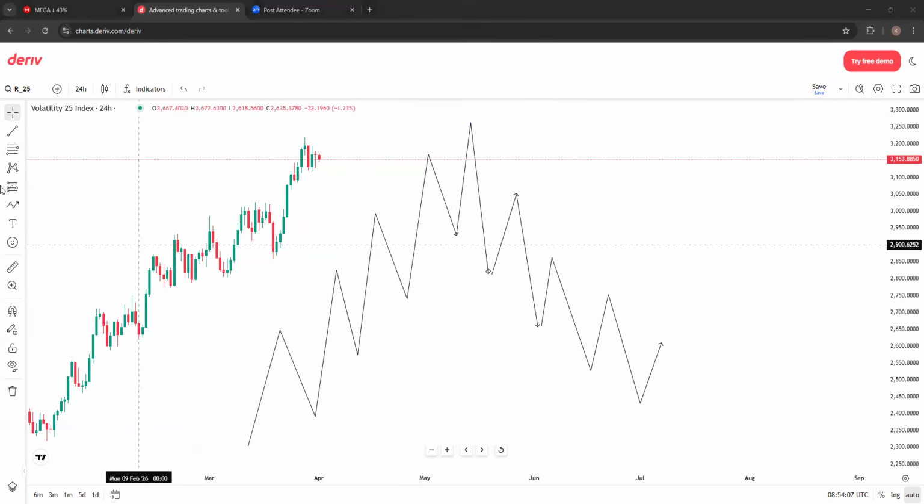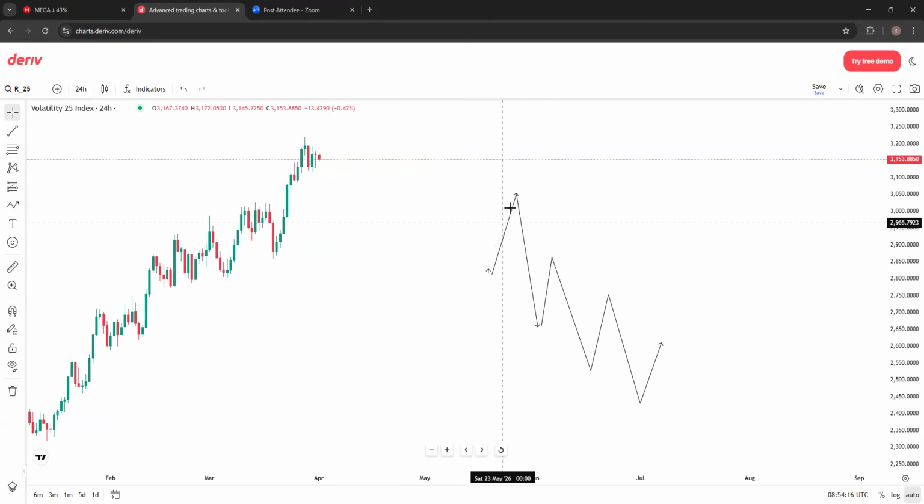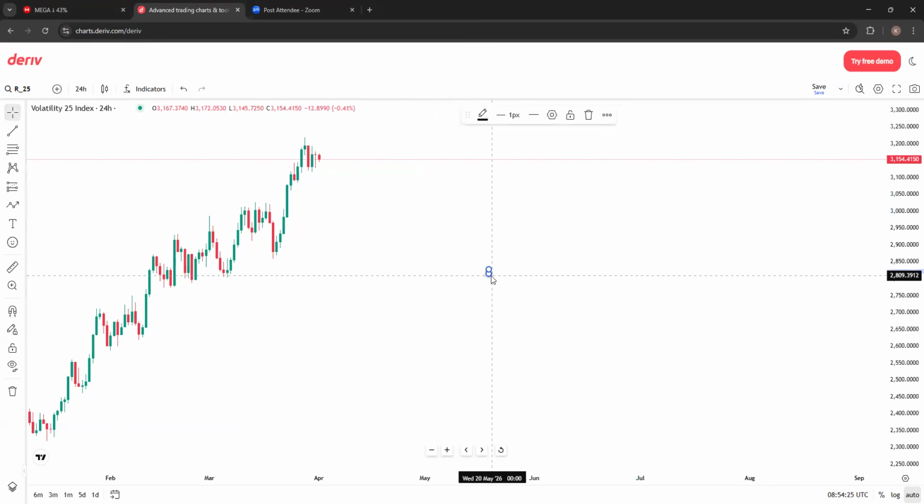So why am I talking about this? Why I'm talking about this is, let me remove this over here, sorry. We want to be able to identify the trend, and we want to be able to know how the market is going to react within that trend.